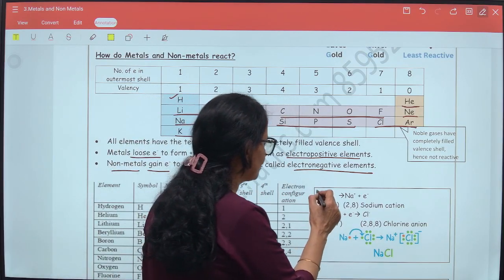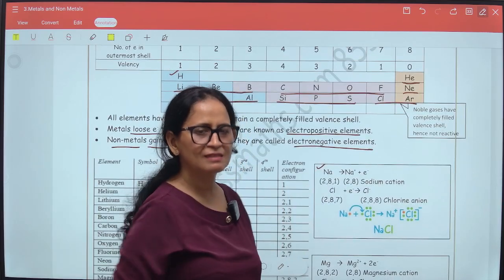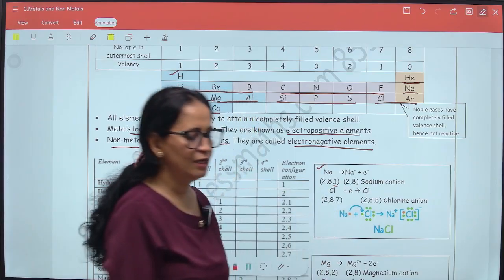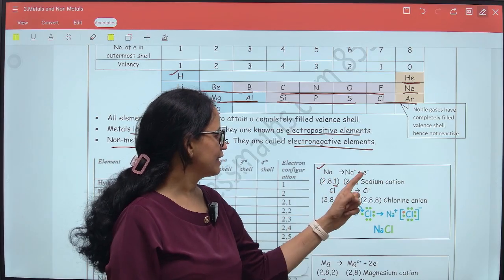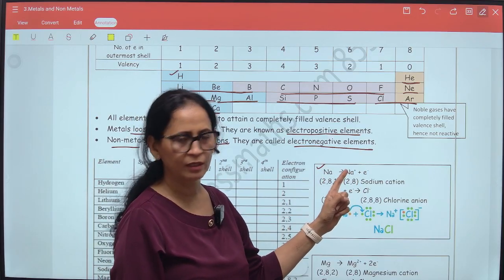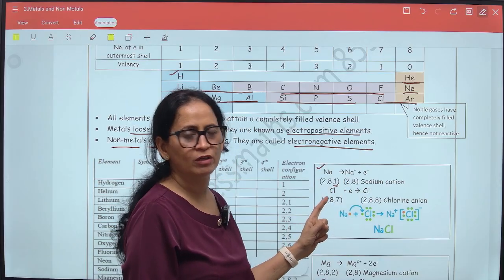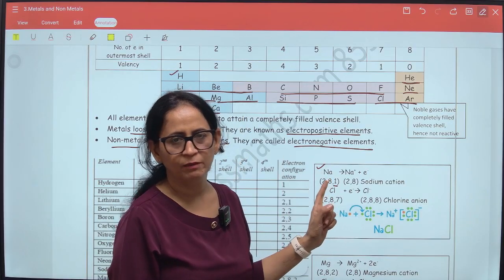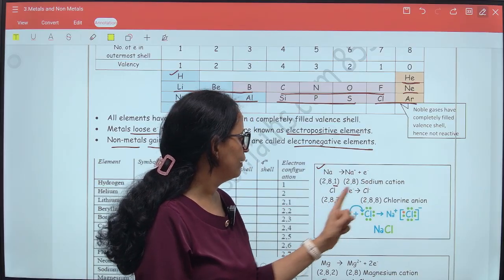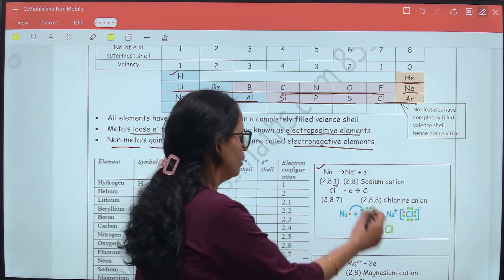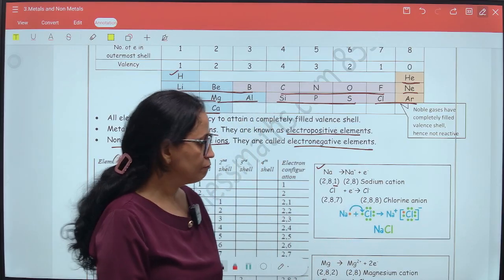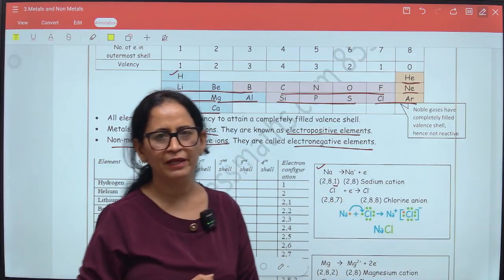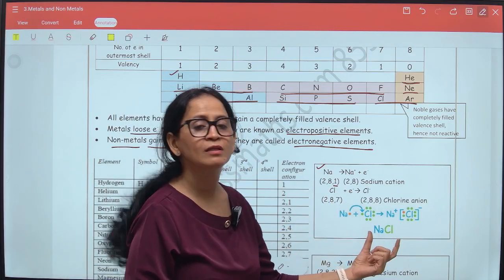For example, if we look at sodium, the atomic number for sodium is 11. So the electronic configuration is 2, 8, 1. There is one electron in the outermost shell. Now sodium loses this extra electron and gets converted to Na+ ion. Chlorine, in the 7th column of the periodic table with the electronic configuration 2, 8, 7, needs one electron to become stable. So this chlorine captures this electron and gets converted to Cl- ion with the configuration 2, 8, 8. Now this positive and negative ion get joined together by an electrostatic force of attraction and they form NaCl.